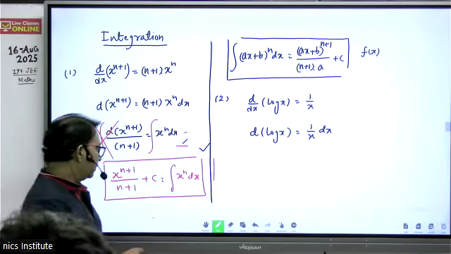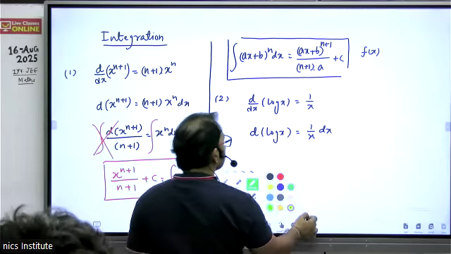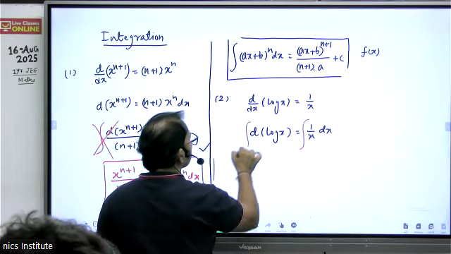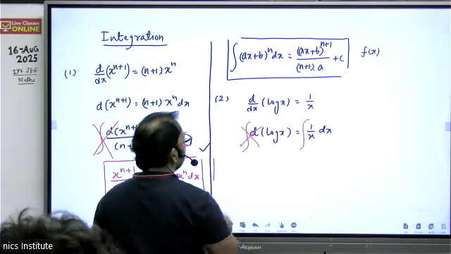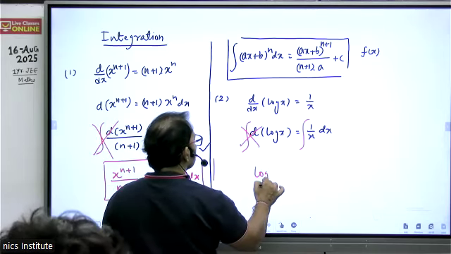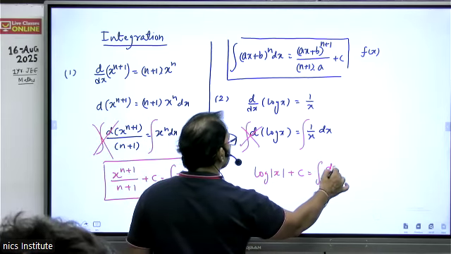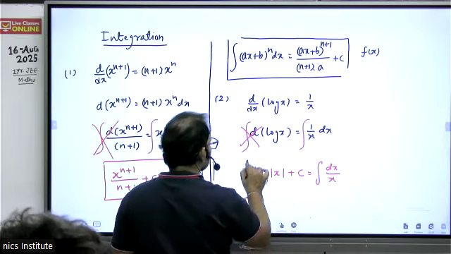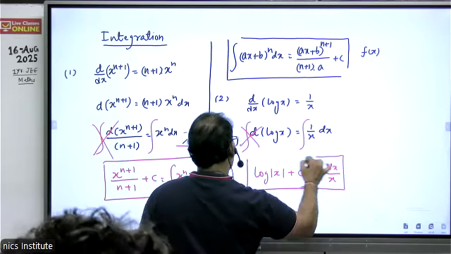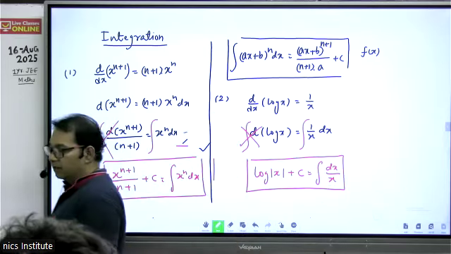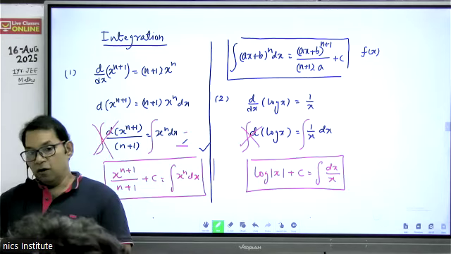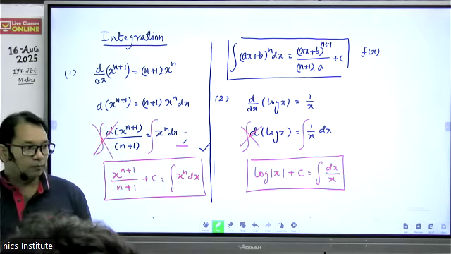And next step, integrate both the sides. Derivation and integration cancel, so log of mod x. So integration of 1 by x is always this. Since log of a negative number is not defined, we write log of mod x.